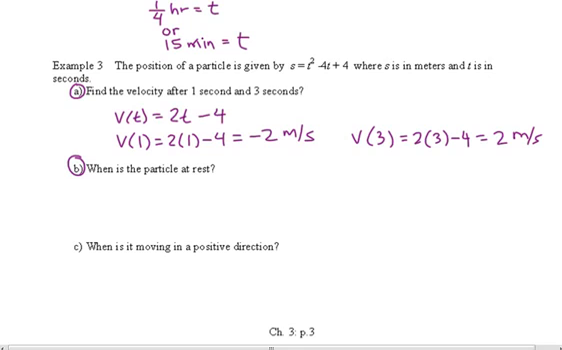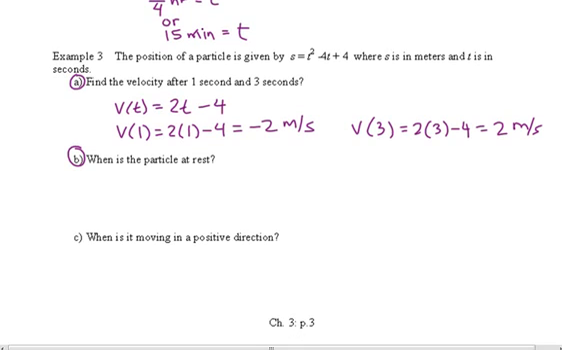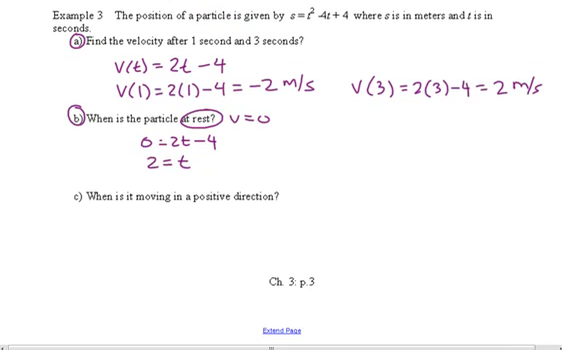Direction. Change in direction. Okay, when is it at rest? At t equals 2. And how do we get that? What does rest mean? V equals 0. So 0 equals 2t minus 4. Add 4, divide by 2. So at t equals 2 seconds.